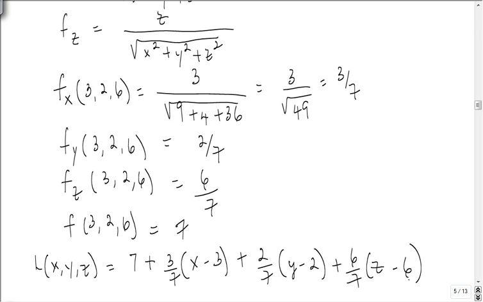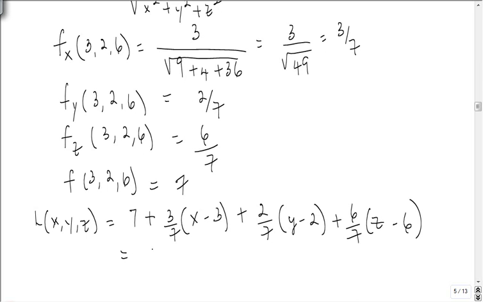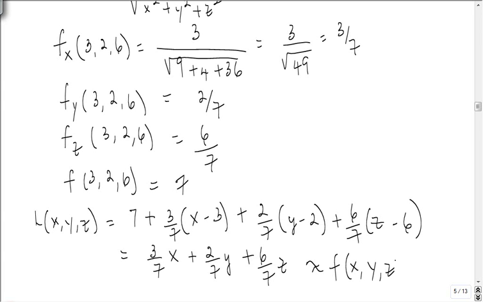Okay, when you simplify that, you get 3/7 x plus 2/7 y plus 6/7 z. Now remember, this is a linearization, so this is really approximately equal to f of x, y, z. So he asked me if that is also the equation of the plane. Yes, except that you need a z here. Z is equal to that. Well, no longer z, it's w.